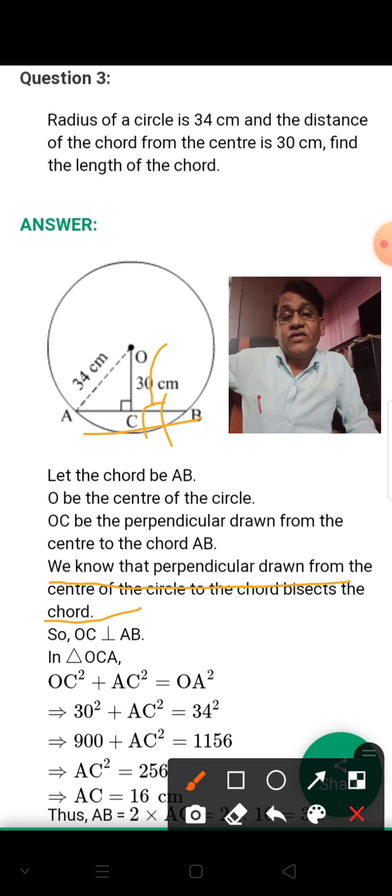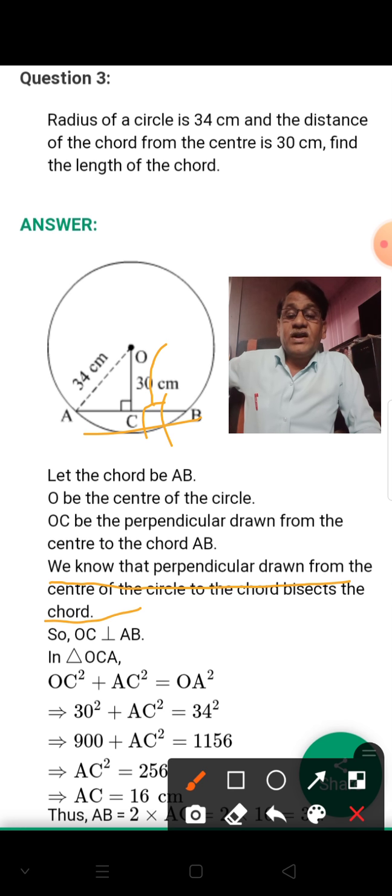Now what is the Pythagoras theorem here? See, OC square plus AC square is equal to OA square. Here OC is given, 30 centimeter. So it is 30 square plus AC square is equal to, then OA is given, 34 square.